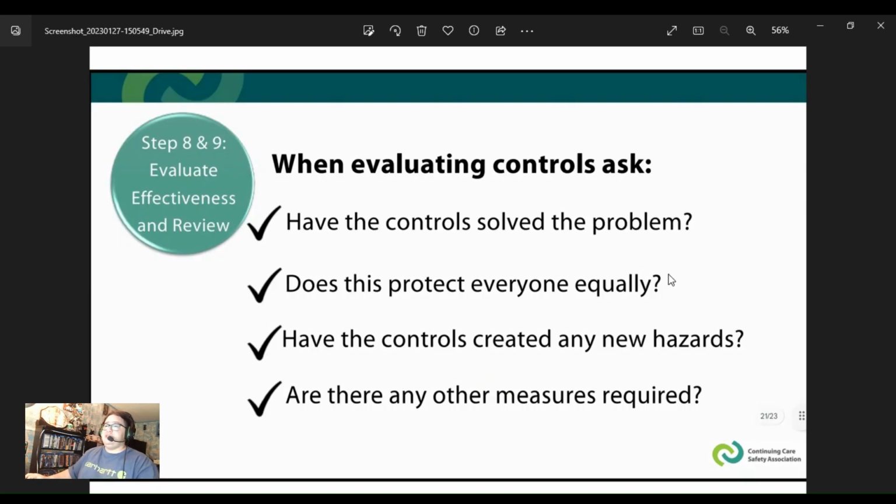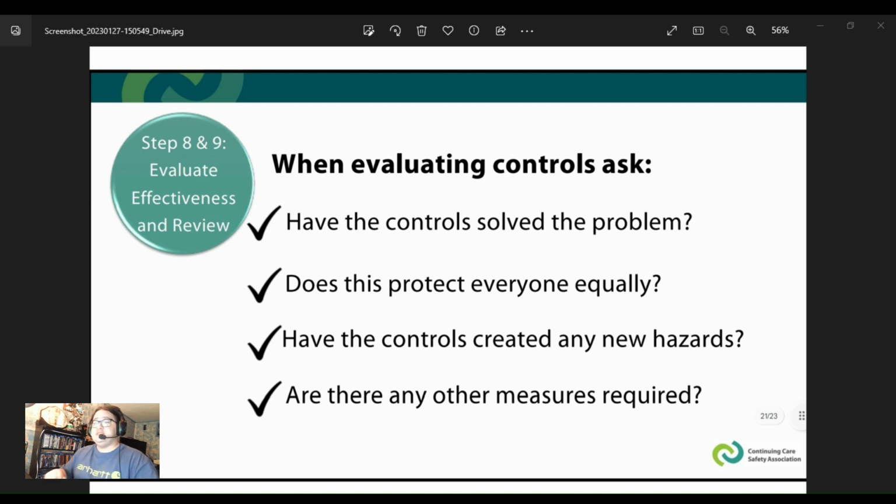And so, steps 8 and 9: evaluate effectiveness and review. When evaluating controls, ask: have the controls been solved? Does this protect everyone equally? Have the controls created new hazards? Are there any other measures required? It's also important to recognize that the workplace is an ever changing environment, therefore hazard assessments are not a one time process. This means the formal hazard assessment process for all jobs should be reviewed, repeated, and updated as required by the Occupational Health and Safety Code Part 2.